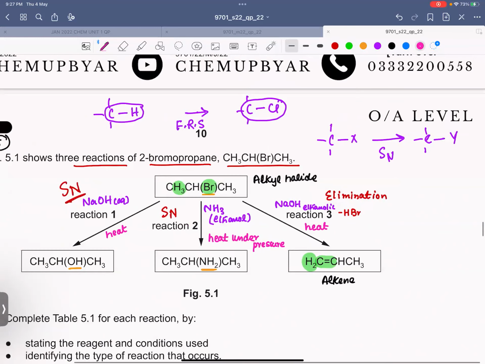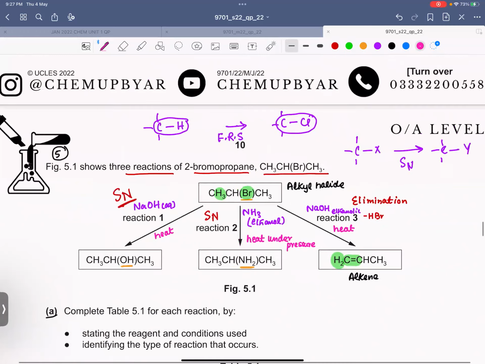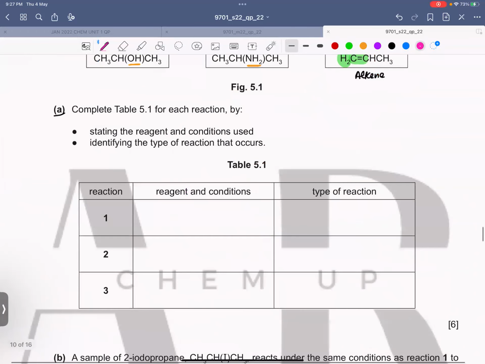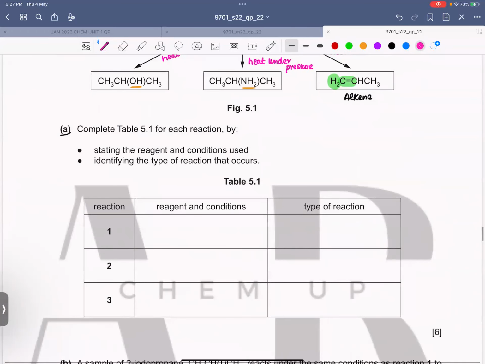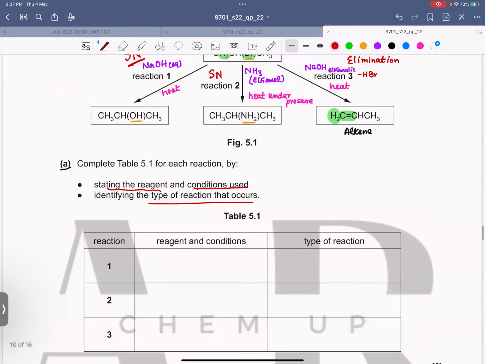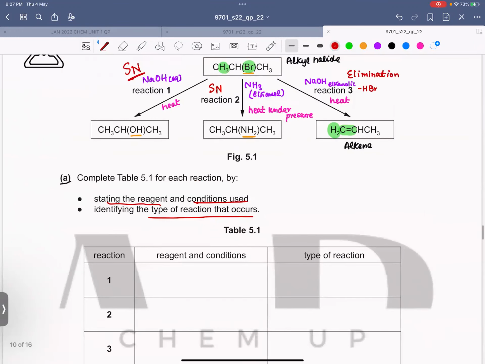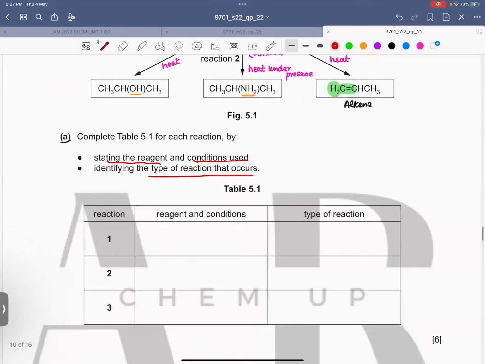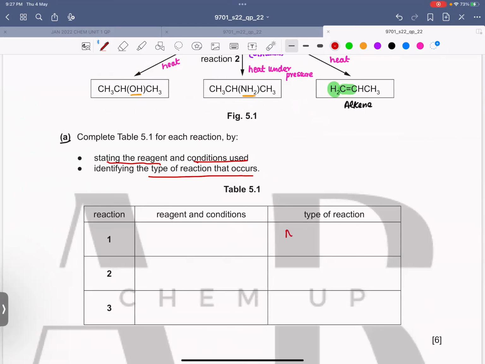So we have completed our homework. Now let's move to the next part. Okay, so what they are asking is stating the reagents and conditions used, and identifying the type of the reaction that occurs. So we have identified the types of the reaction. In reaction 1 and reaction 2, both are nucleophilic substitution, right? If anyone has any confusion or doubt, do ask, please.